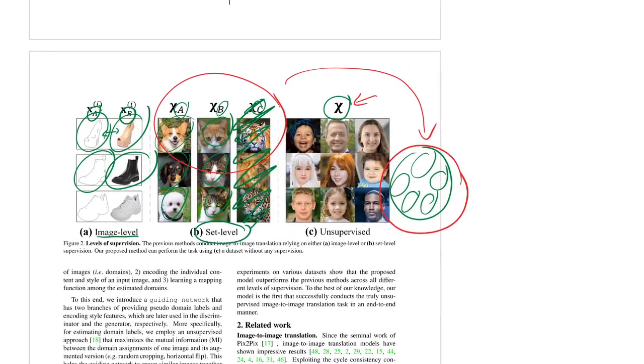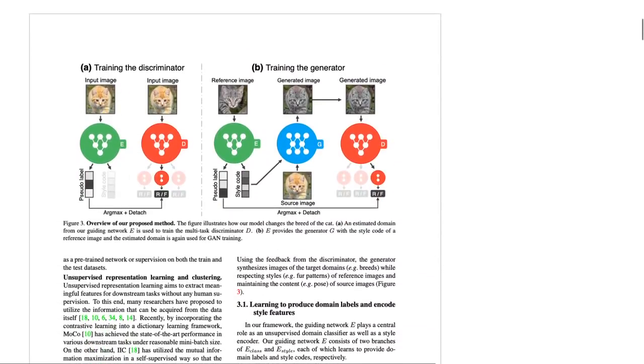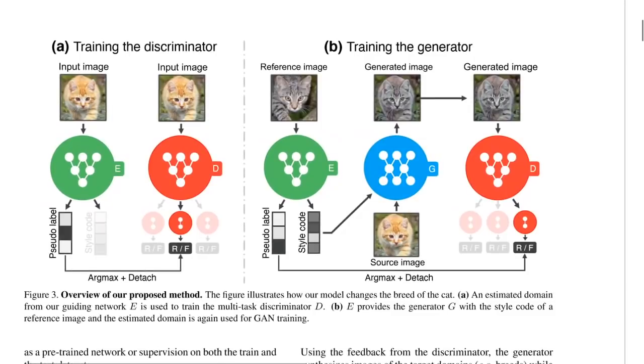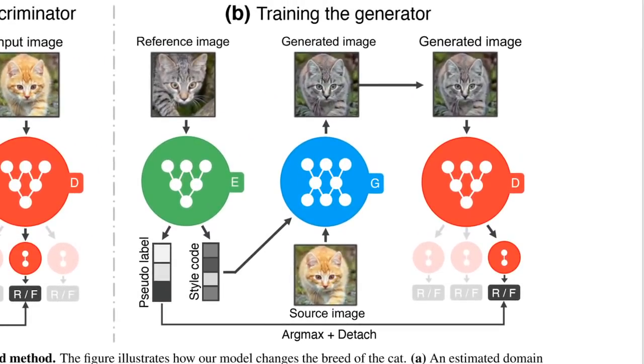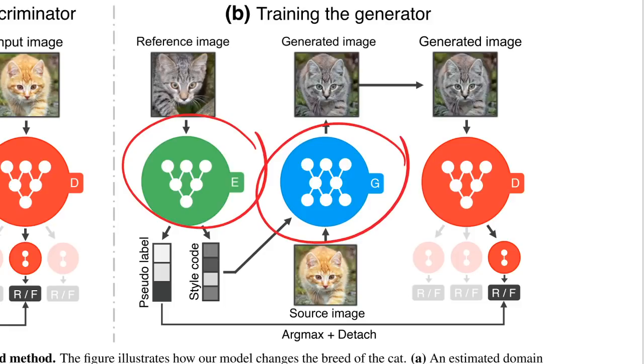That's the general overview. So how do they do this? They have 3 different parts to their model. There is the encoder, or they call this the guiding network. There is the generator, and there is the discriminator. The generator and the discriminator are fairly standard GAN generators and discriminators, so generative adversarial network. But they have a bit of some sort of twists.